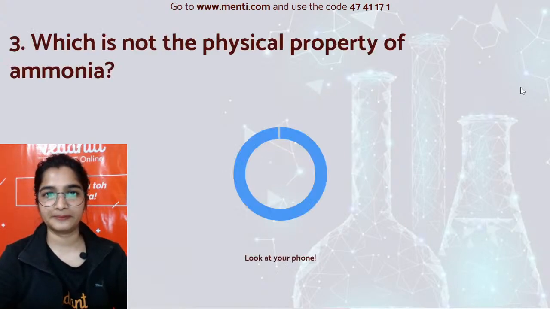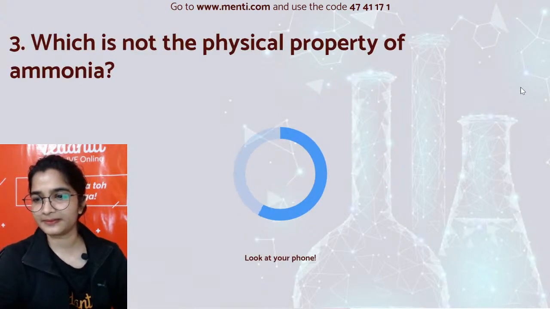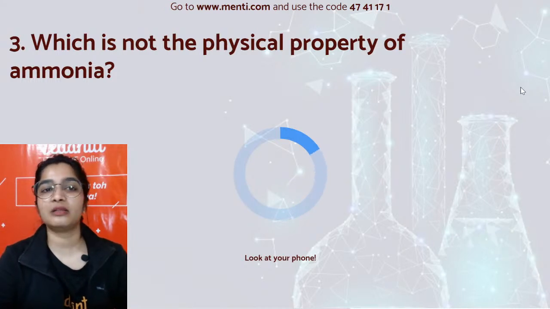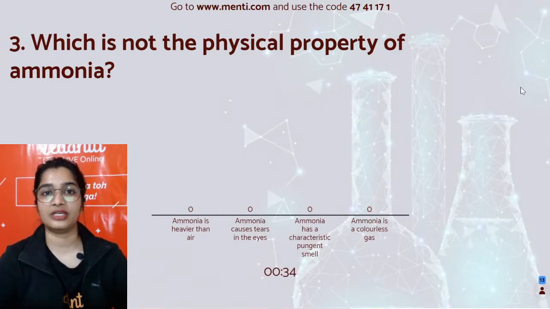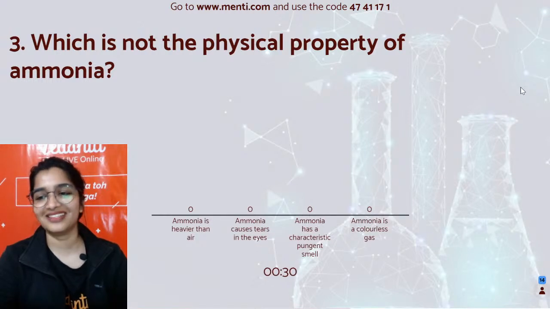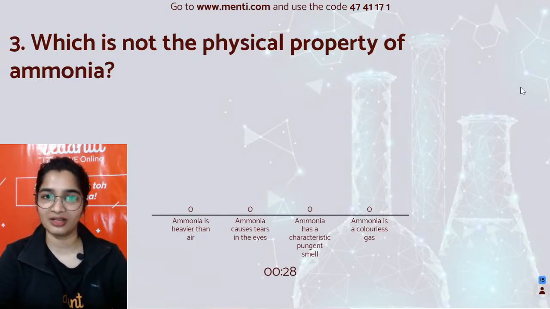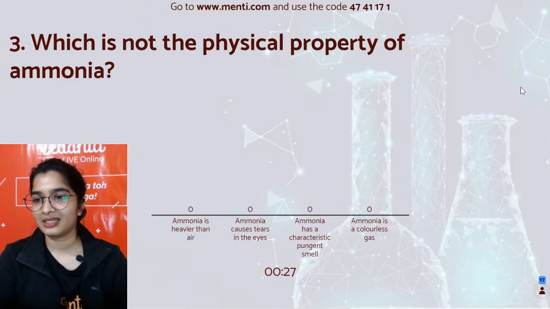On your screen. Which is not a physical property of ammonia? Ammonia is heavier than air. Ammonia causes tears in the eyes. Ammonia has a characteristic pungent smell. Ammonia is a colorless gas. Come on, you can't get this wrong.